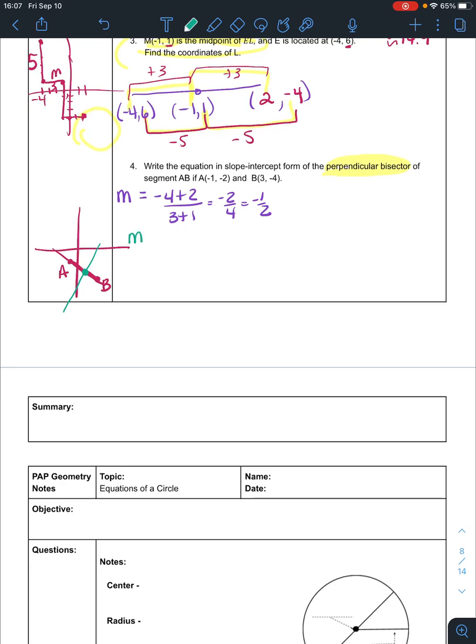So my slope, that's the easiest thing to find now. My perpendicular slope is going to have the opposite reciprocal slope, so it's going to have a slope of 2. Now, what point does it go through? The point that it goes through is the midpoint of AB. So we need to find the midpoint. So -1 plus 3 over 2, and -2 plus -4 over 2. So -1 plus 3 is 2. 2 over 2 is 1. -2 plus -4 is -6. Over 2 is -3. And so my midpoint is at 1, -3. So that point right there is at 1, -3. So that's the point I'm going through, and I'm going through it at a slope of 2.